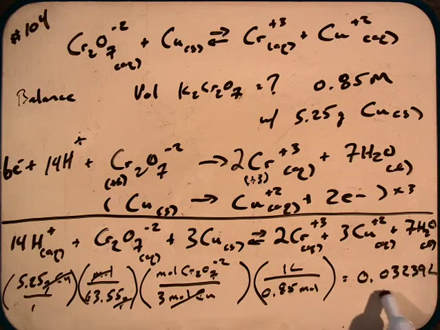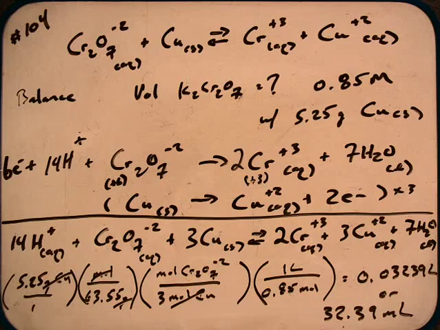0.03239 liters, or 32.39 milliliters of that 0.85 molar potassium dichromate solution will oxidize 5.25 grams of the copper. That is number 104.